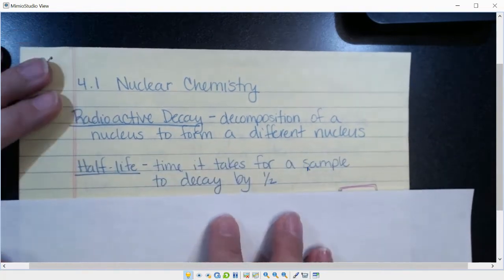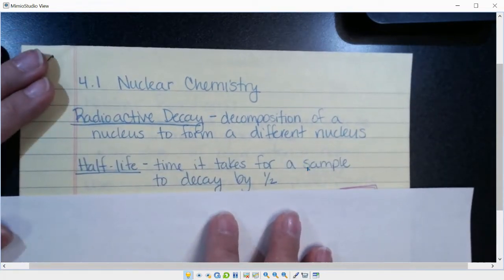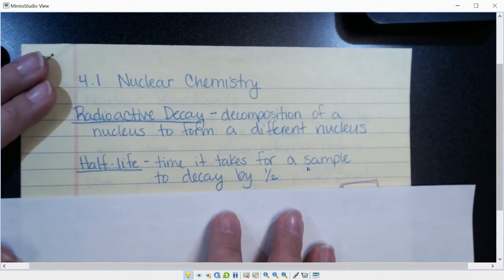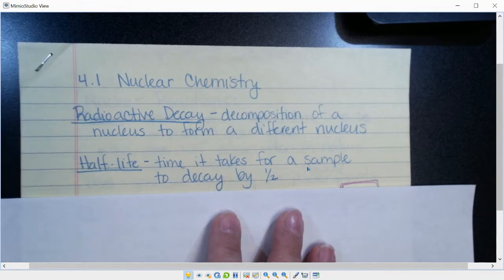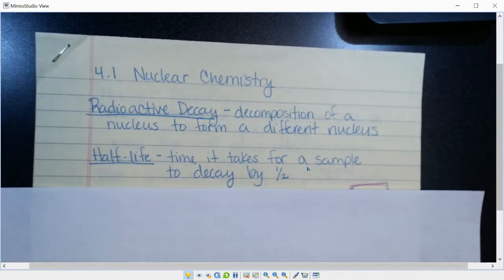Something else we'll be spending more time on in the next lesson is half-life, but we'll go ahead and define it here as part of these notes. Half-life is the amount of time it takes for a sample to decay by half. So everything has a half-life. You can also think of this as like a shelf life. So if I had 100 grams of something, the amount of time it takes for it to get to 50 grams would be considered the half-life.